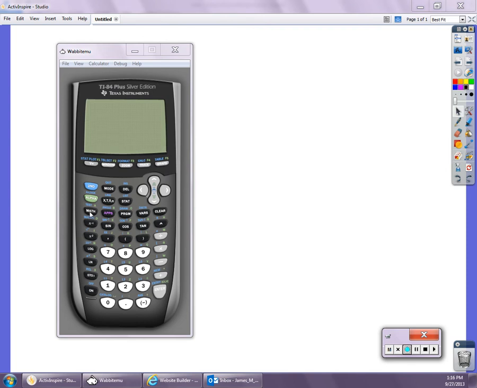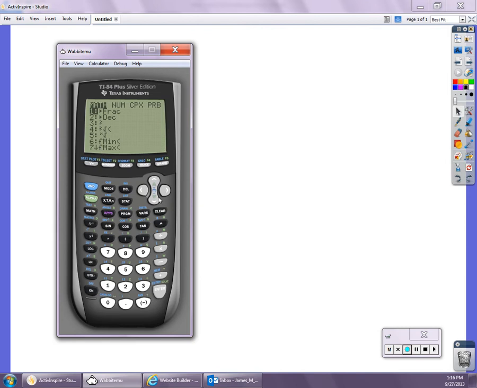If you have a new calculator or one with a newer operating system, go to Math and select the ninth one down. You can either arrow down to get to the ninth one, or just select the number 9. You'll see integral here. It just says FNINT. It means integral. This will evaluate a definite integral, not an indefinite integral.